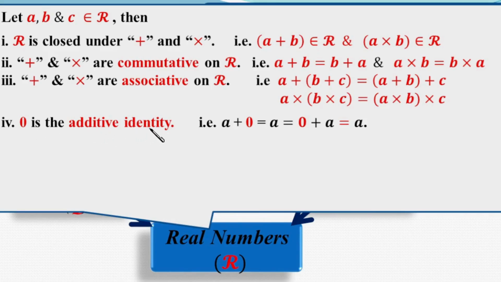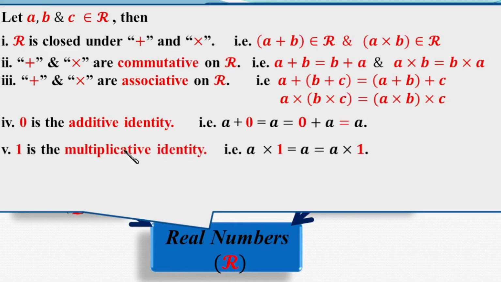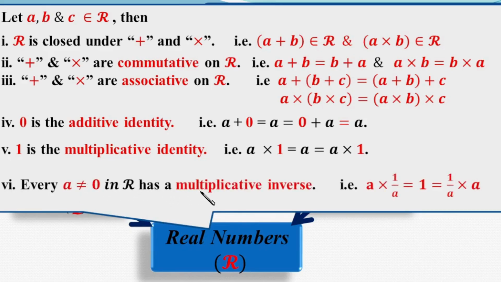Just 0 is the additive identity or unit element of addition. Like we discussed before, any number plus 0 is the number itself. So we call 0 the unit element of addition, or the additive identity. And 1 is the unit element of multiplication, because any number times 1 is the number itself. And every non-zero real number will have a multiplicative inverse. That means 1 over A is the multiplicative inverse of A, or A is the multiplicative inverse of 1 over A, because the product gives us 1. I hope after this lesson you will have a clear understanding of the history of numbers.